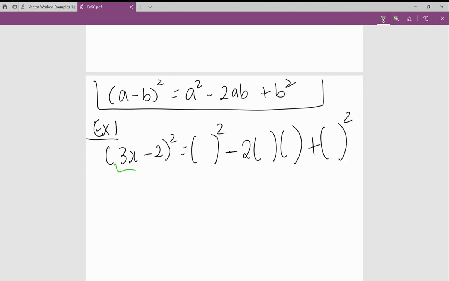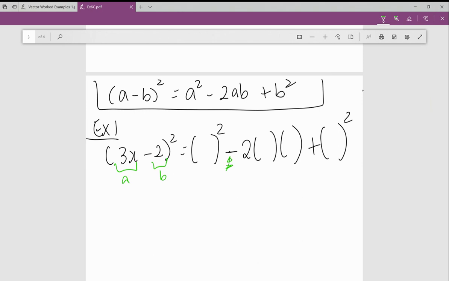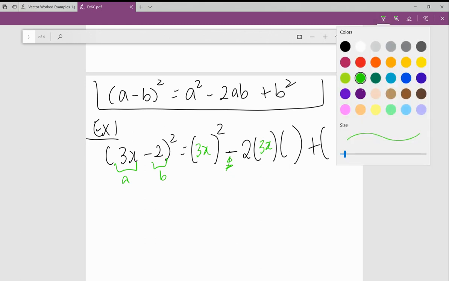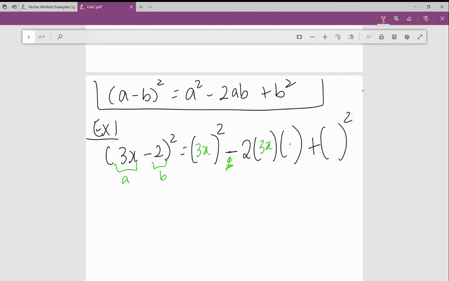So this is what I will do. This is a, this is b. Because the minus is already here, you don't have to consider the negative anymore. So in this case, a is 3x, and b is 2. Quite similar to the earlier case. And if I expand this, this becomes 9x squared minus 12x plus 4.